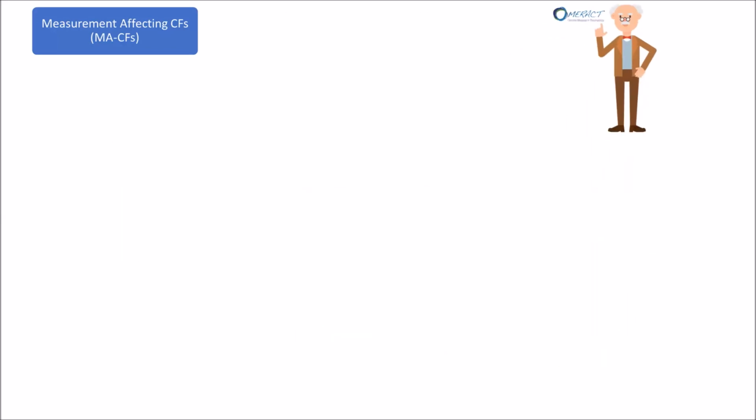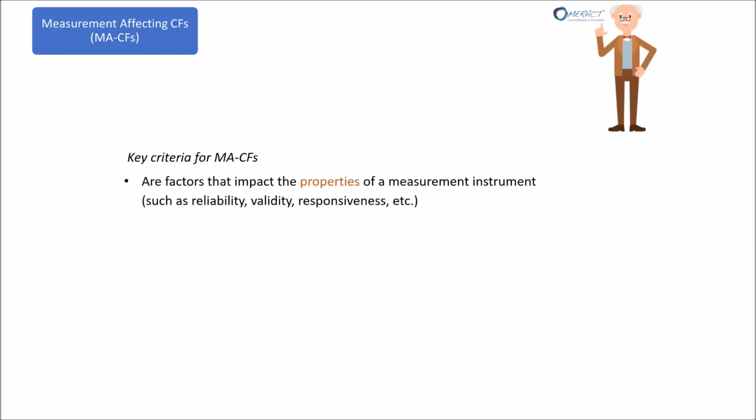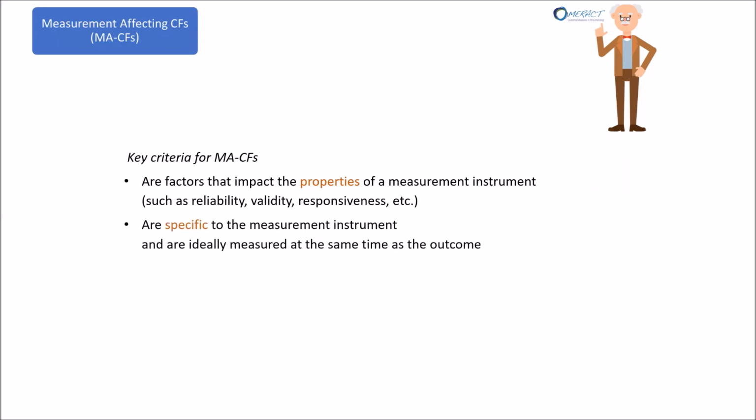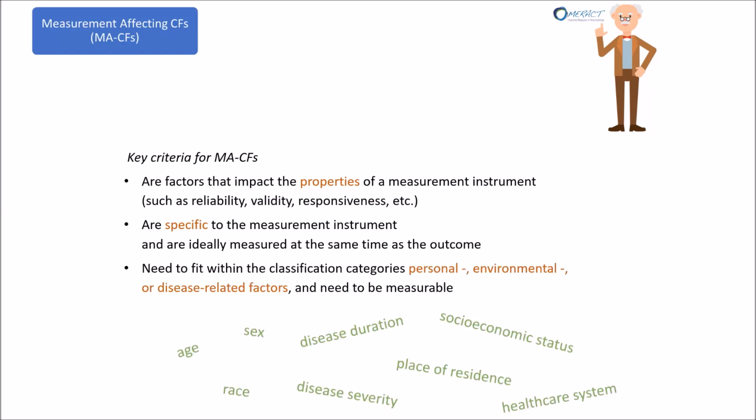A key criterion for measurement affecting contextual factors is that they impact the properties of a measurement instrument, such as the reliability, validity, or responsiveness. Measurement affecting contextual factors are specific to the measurement instrument and are ideally measured at the same time as the outcome. Finally, they need to fit within the 3 classification categories and need to be measurable.